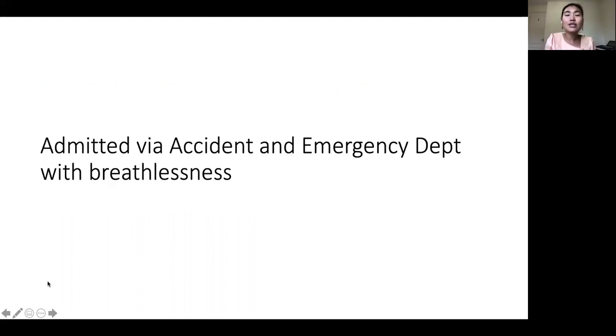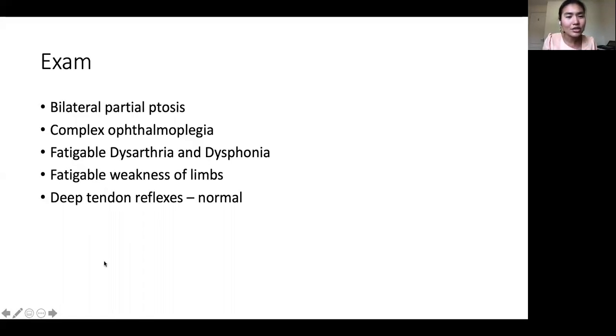He was admitted to the emergency department with breathlessness, and let's say you happen to be a junior doctor there. So what are you going to do? You're going to do an examination, and the patient will have bilateral partial ptosis. And when you check, you see ophthalmoplegia in an H shape. The patient had binocular diplopia everywhere.